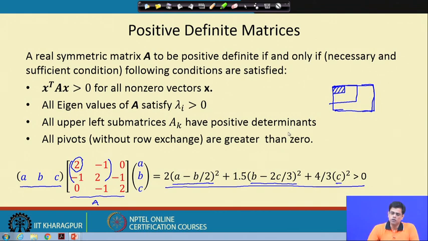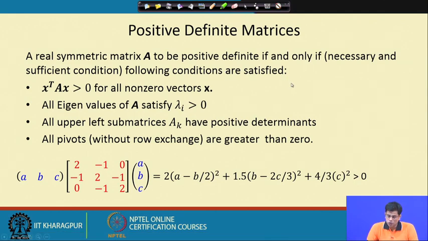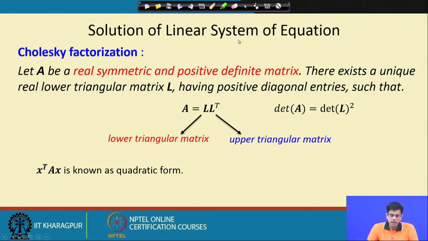So, we will see when we discuss beams and trusses and frames. Now, if the matrix is symmetric and positive definite, how can we compute its solution? For instance, there is one factorization known as Cholesky factorization. So, let us see what this is.